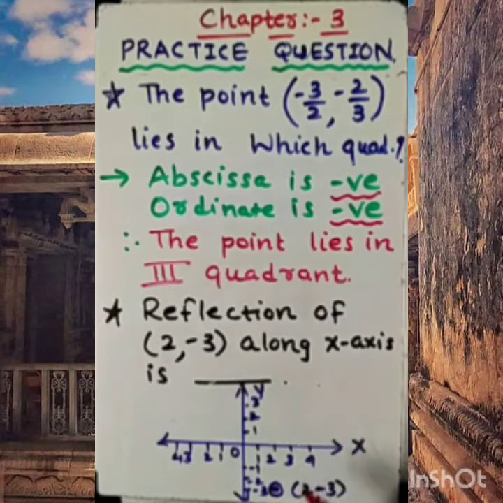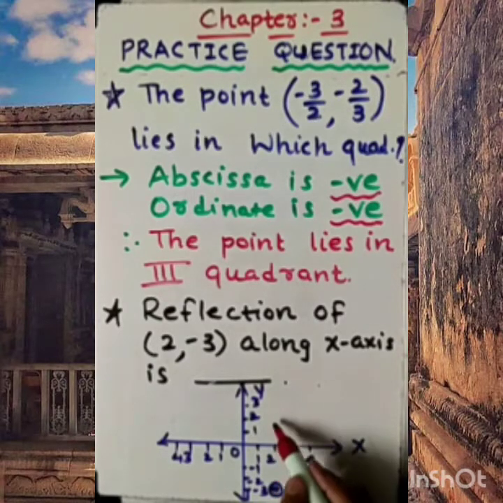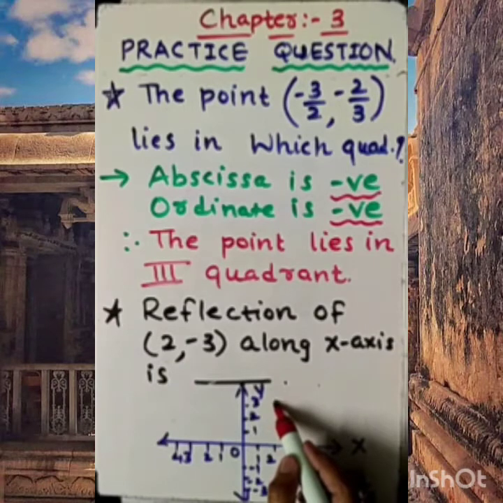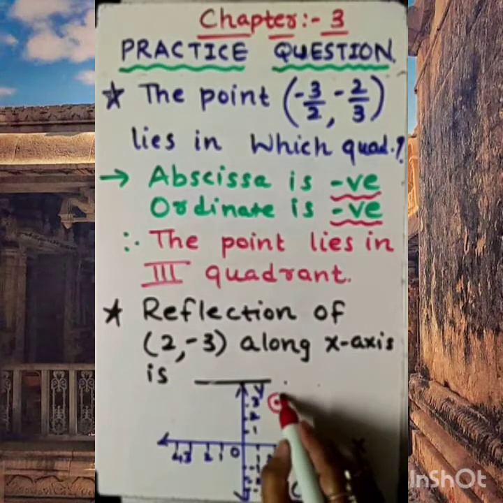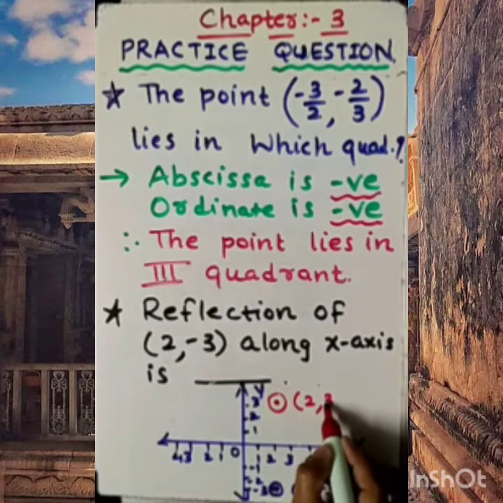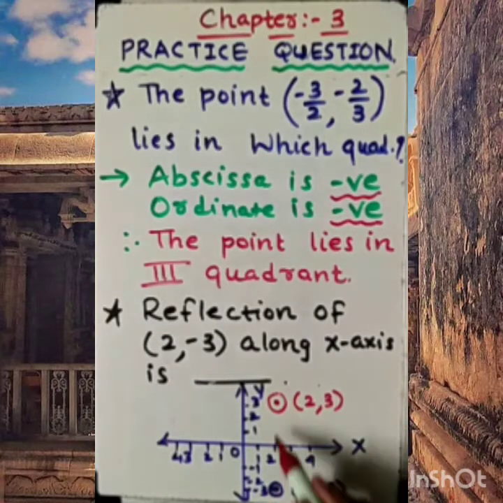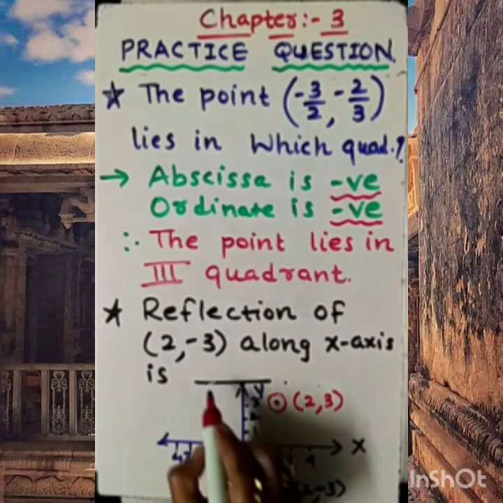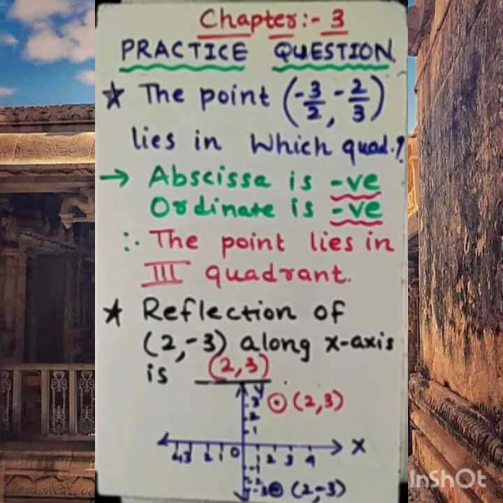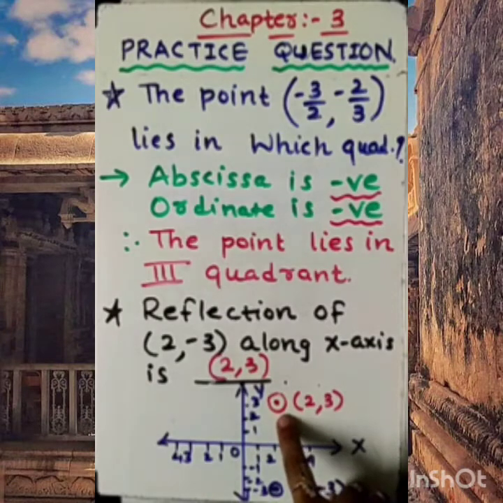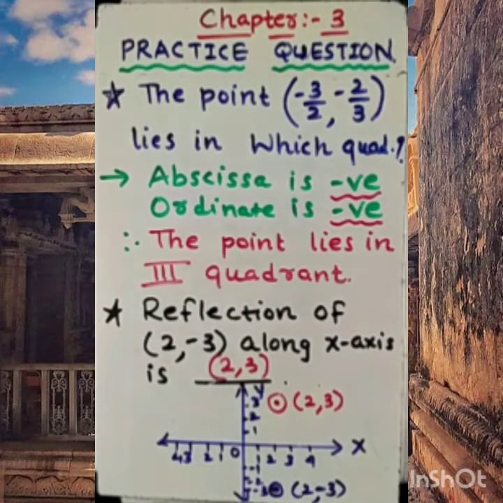So its reflection will be this side. This is 2, minus 3. So here it will be somewhere. So the distance remains same. So this point will be 2, 3. Agree? This is the reflection of this point, that is 2, 3. So dear student, here we need to write the answer is 2, 3, because the reflection of this we will find here, that is 2, 3. Clear to you?